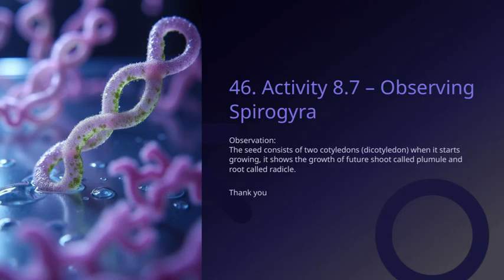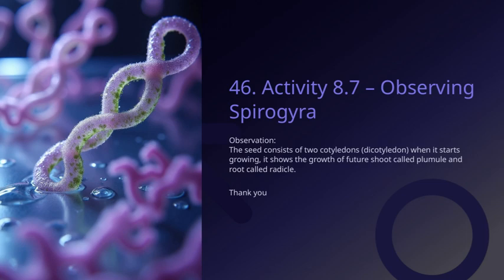Observation. The seed contains two cotyledons, which classifies it as a dicotyledon. When it begins to grow, you'll notice the development of the future shoot, known as the plumule, and the root, called the radicle. Now, moving on to Activity 8.7, Observing Spirogyra.